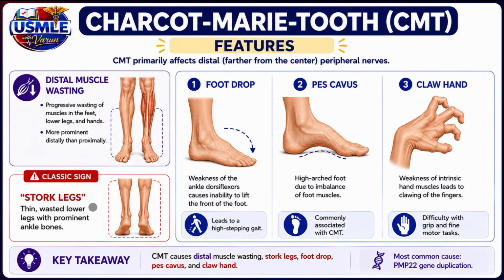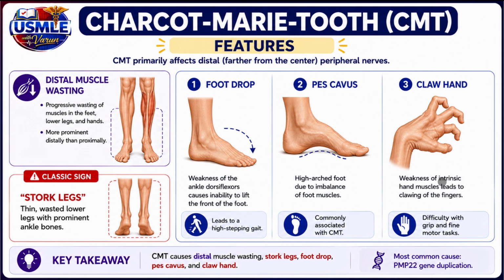Stork legs is a classic sign where there are thin, waisted lower legs with prominent ankle bones. Features include foot drop. There is weakness of ankle dorsiflexors, which causes inability to lift the front of the foot. This leads to a high stepping gait. Pes cavus, a high arched foot due to imbalance of foot muscles, is commonly associated with CMT.